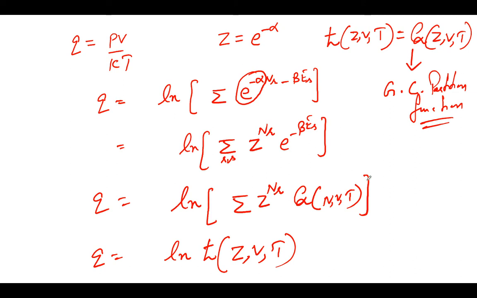So the value of this grand canonical partition function is equal to summation of z to the power n_r into the canonical ensemble partition function. So this is the relation between the grand canonical and the canonical partition function. Let us derive the various thermodynamic parameters from these relations.